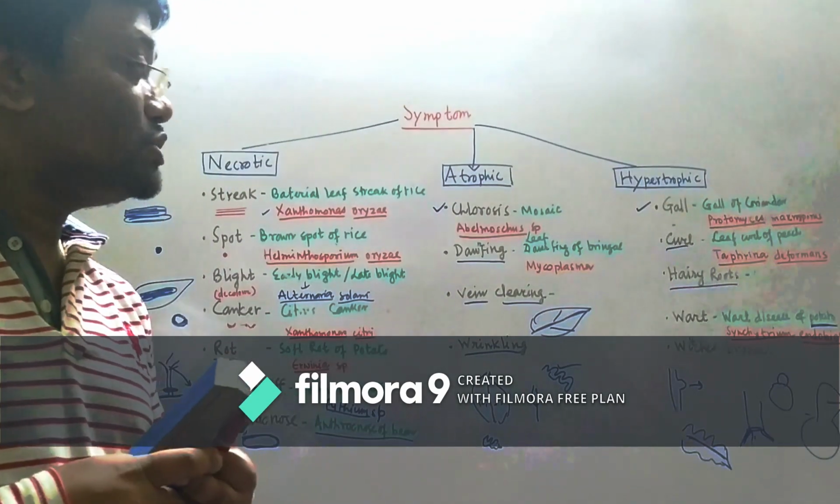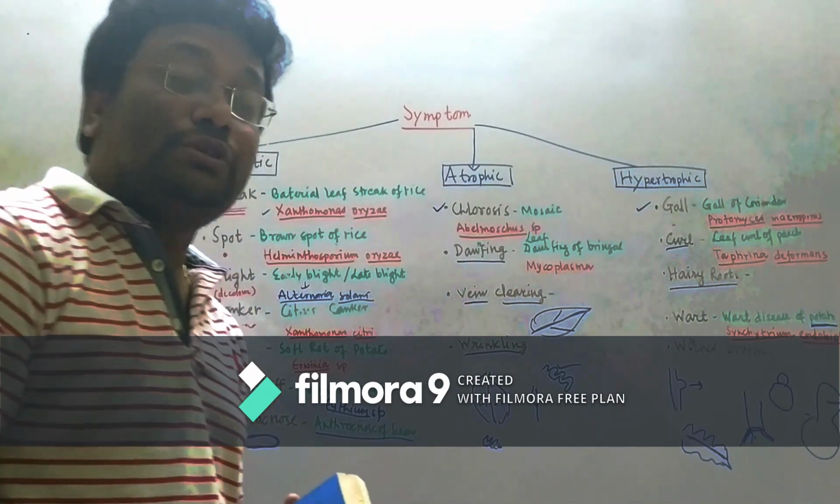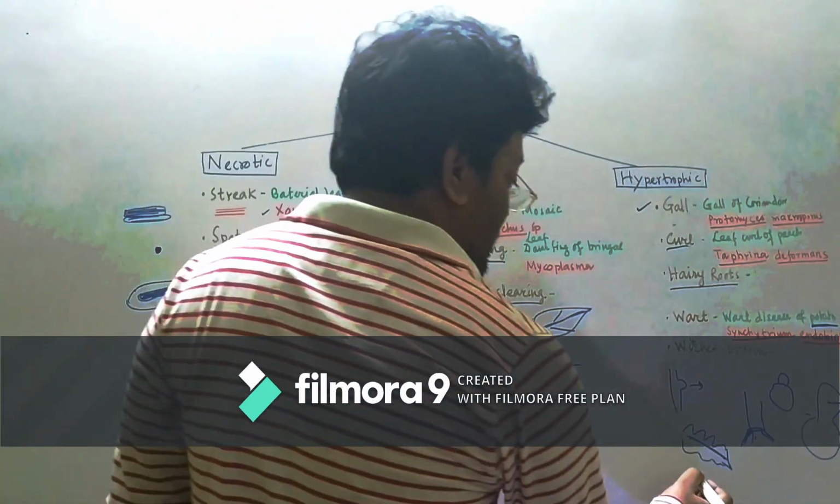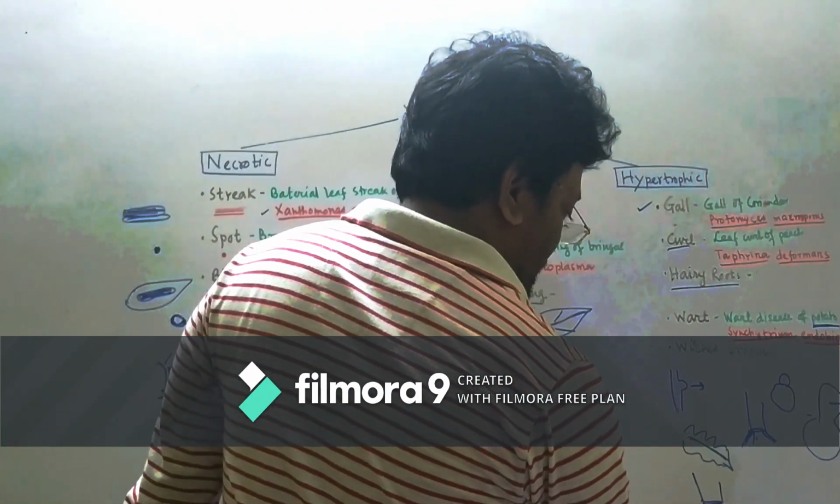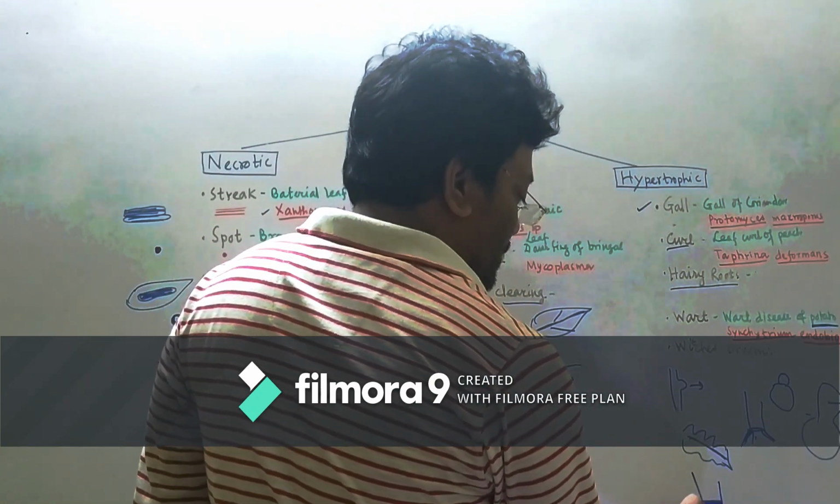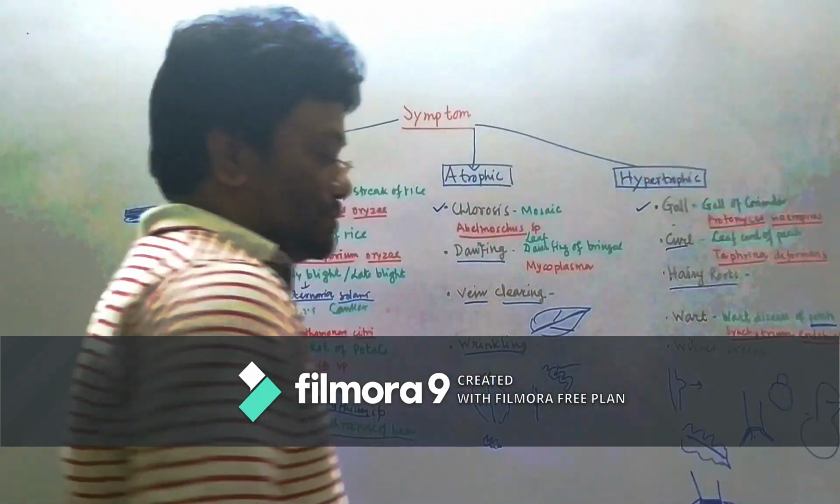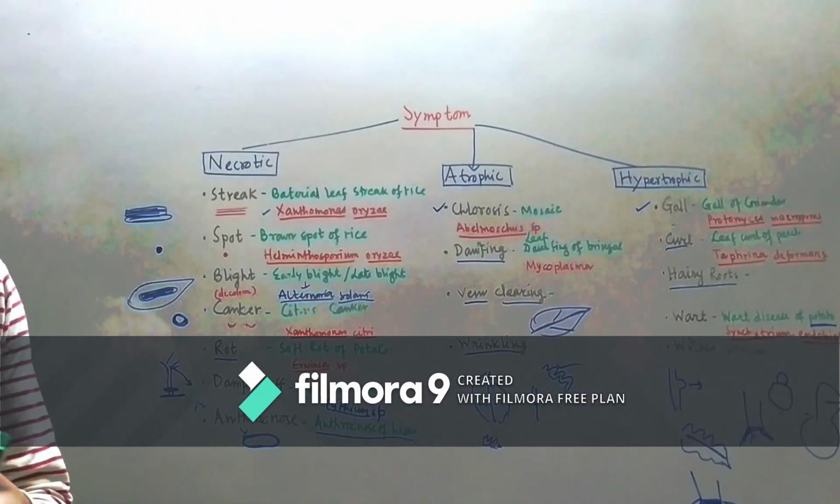And the last one is witch's broom, where the stem part looks like a witch's broom. You know Shakespeare's Macbeth. In the nodal parts there is excess growth of tissue. That is witch's broom. That's all for today's class. Thank you.